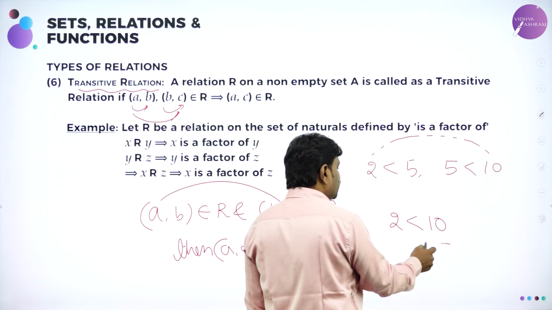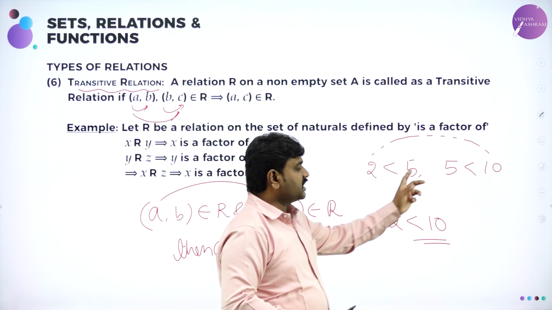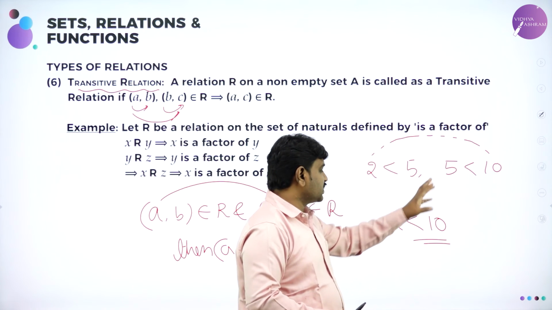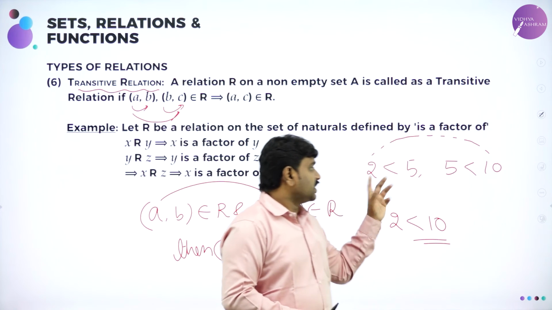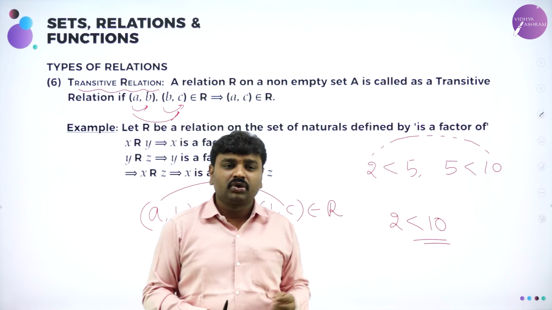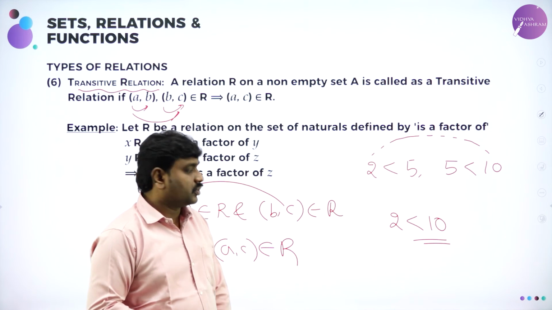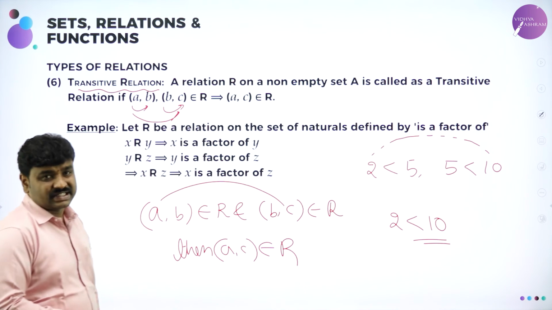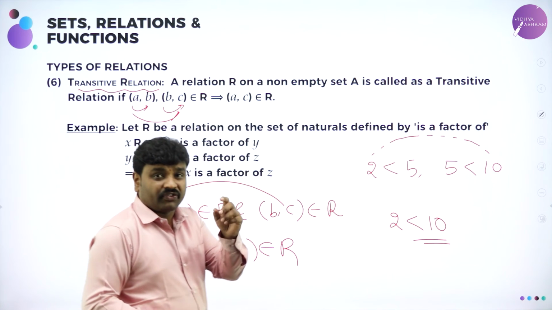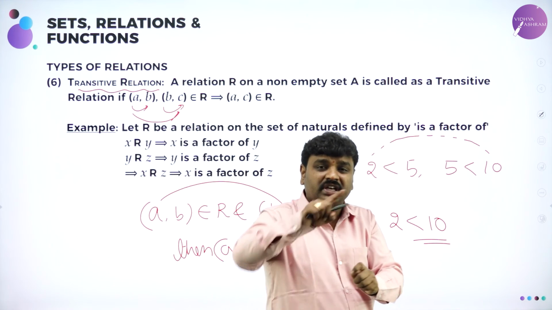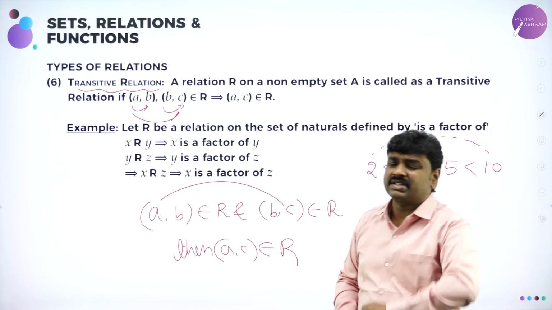2 is less than what? 10. First element is less than second and second is less than third. Therefore, first is less than what? Third. 2 is less than 5 and 5 is less than 10. Therefore, 2 is less than what? 10. So now I hope all of you understood what is transitive. What is transitive? If AB belongs to R and BC belongs to R, then AC should belong to R, then we call it transitive.